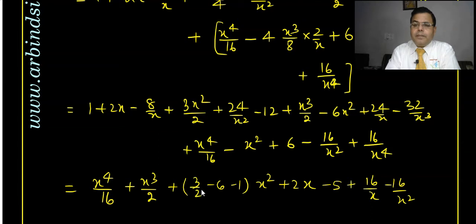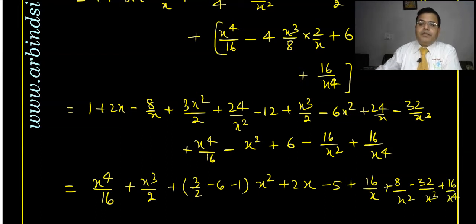24 by x square minus 16 by x square is plus 8 by x square. Let me write it clearly, this one is x square. Okay, so now for the denominator, x cube: 32 by x cube, and there is no other term, so 32 by x cube, and then 16 by x4.